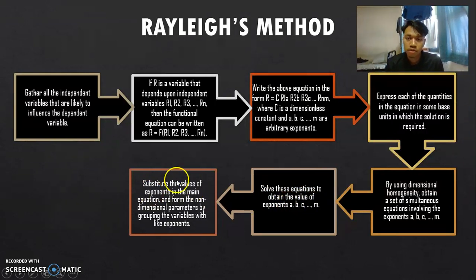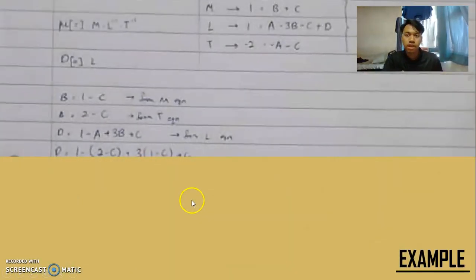Finally, substitute the values of exponents in the main equation and form the non-dimensional parameters by grouping the variables with like exponents. So this is the example of Rayleigh's method.